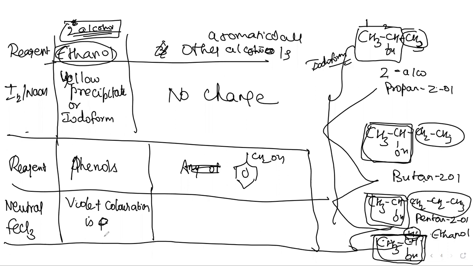The color of phenol changes to violet. Here, no change, for other alcohols. So phenol and ethanol, phenol and benzyl alcohol, phenol and methanol, phenol from any one of these alcohols can be distinguished. Any alcohol from phenol can be distinguished using this test.